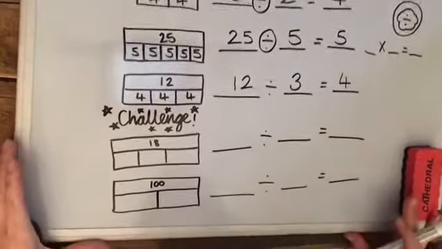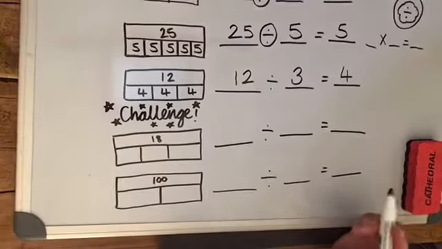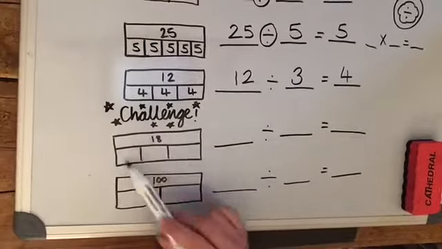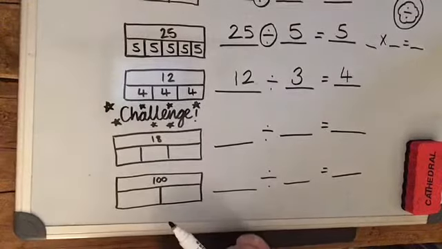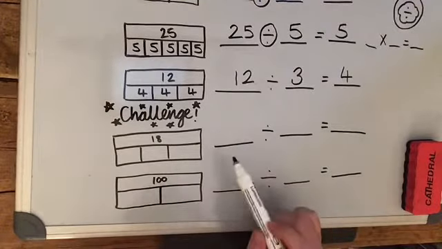Let's have a go at my challenges, same as yesterday. There's some information missing. Let's see how you get on. Right, let's have a look at this bar. When I say pause, I want you to have a go at it. See if you can work out what's missing. Pause. Right, let's hope you had a go.